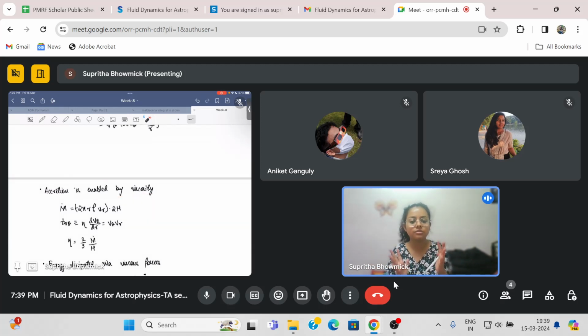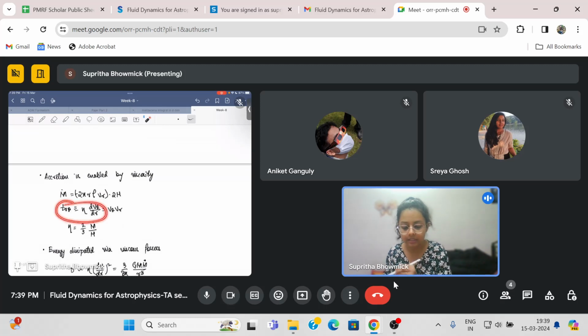So a few relations were derived in the class. I don't want to unnecessarily go through the derivations again. But if you remember, we also showed that the accretion rate is related to the radial component of the velocity and the height of the disk. So of course, if the radial component is 0, we won't have accretion to begin with.